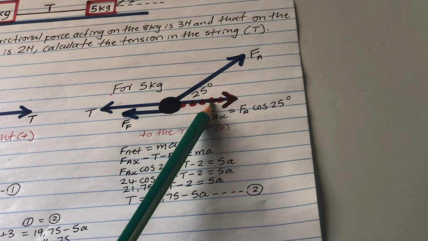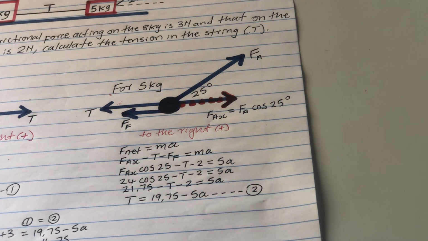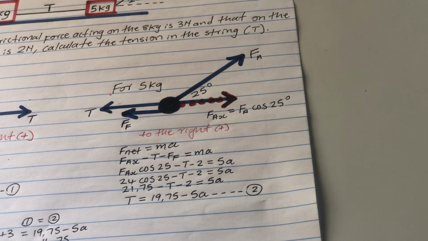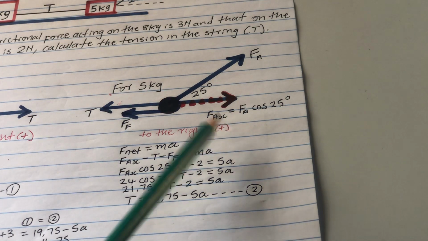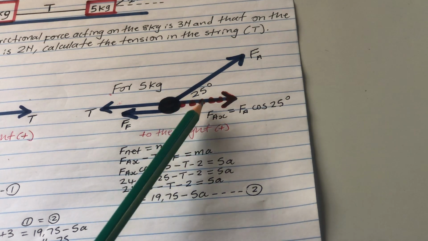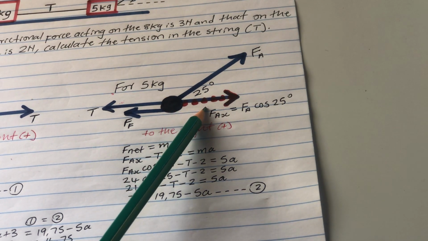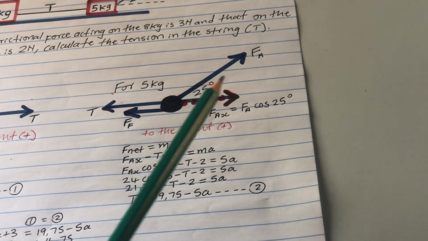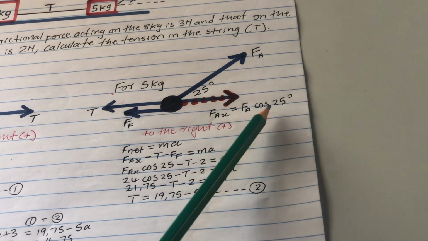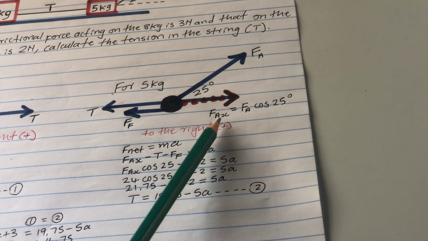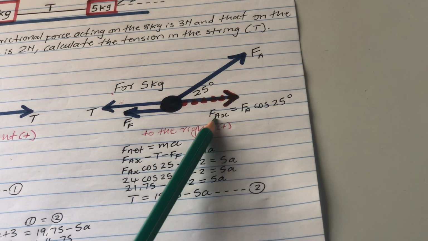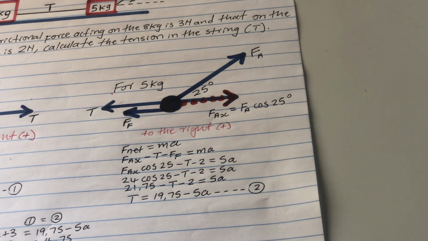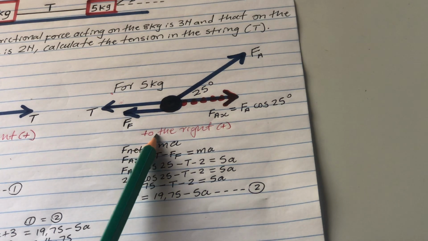FAX is one of the horizontal forces that must be taken into consideration in this case. And we know the formula of finding the X component. We know that it will contain cos. In this case, this FAX, if I have to replace it, I'll put FA cos 25 degrees. Now, we choose the direction.